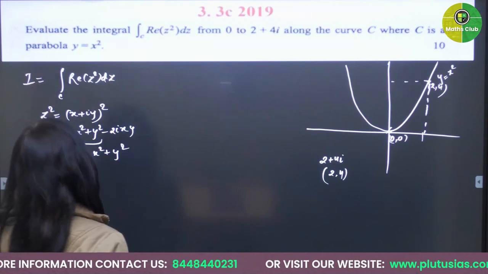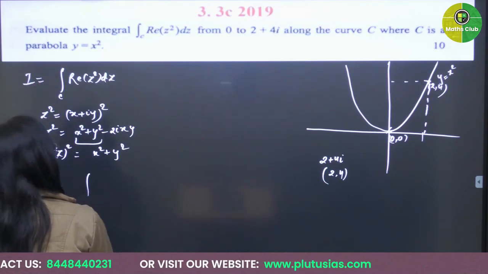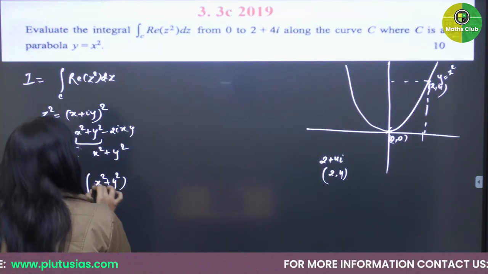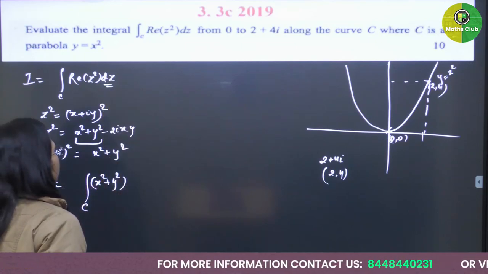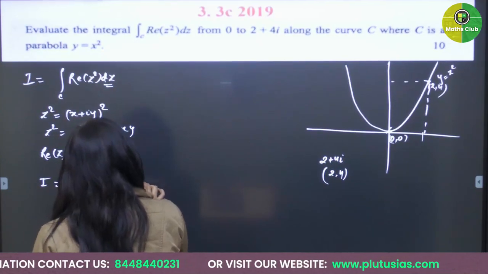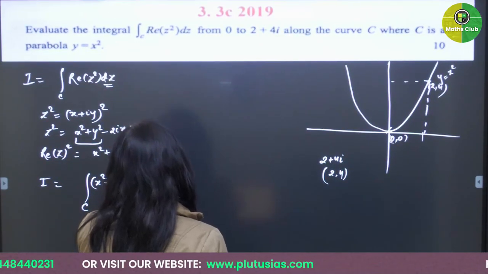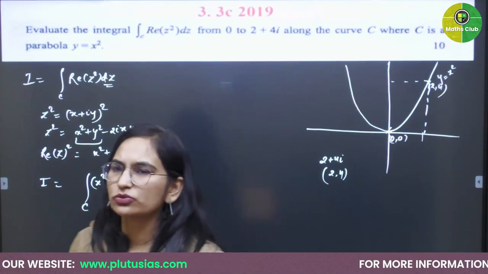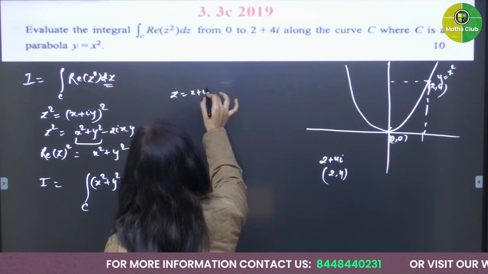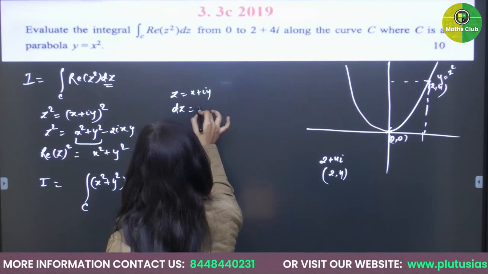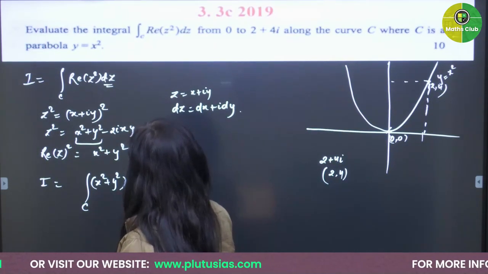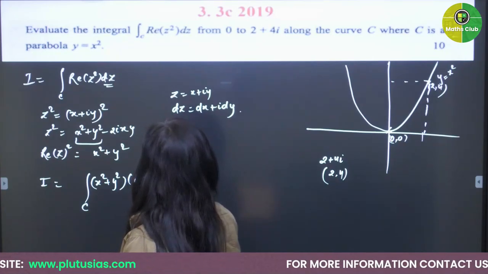Now let's do the integration. I would be the integral over c of (x square plus y square) dz. dz is required to be converted into something. This integration is with respect to z, and z is x plus iota y, and hence dz would be dx plus iota dy.